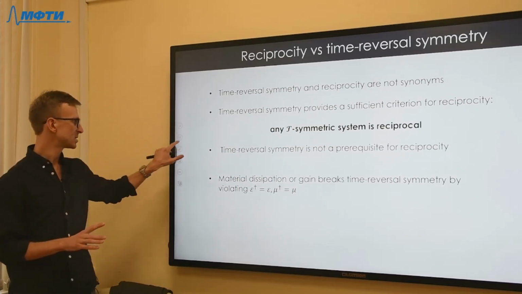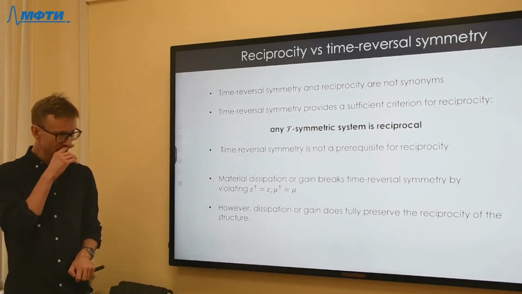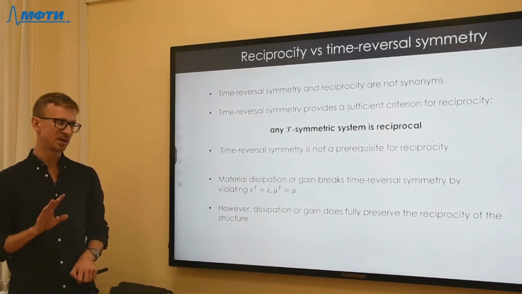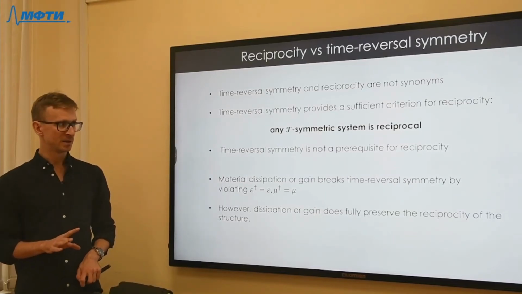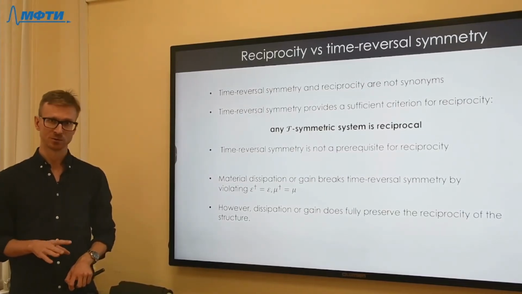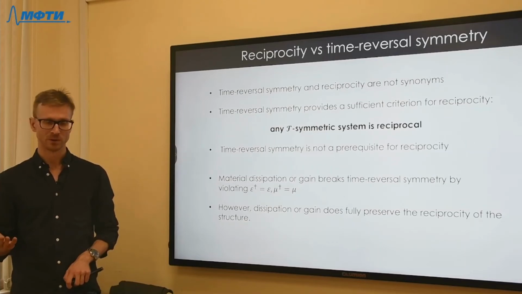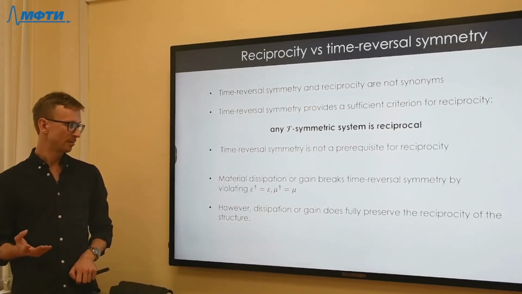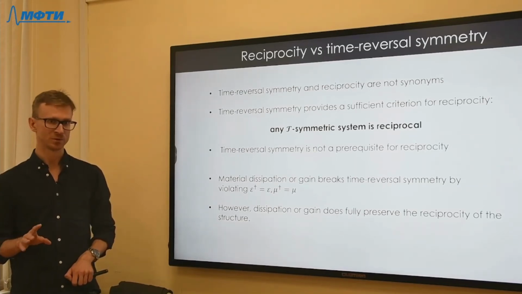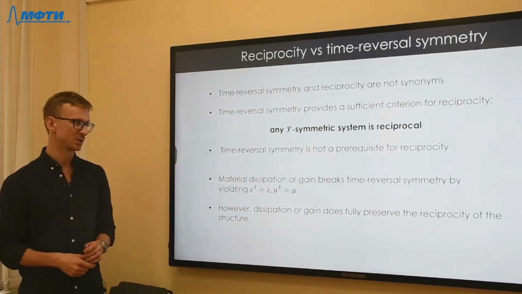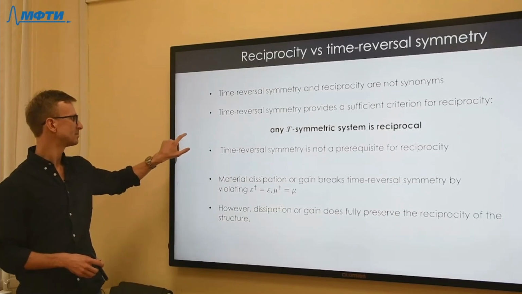So any dissipation, any gain fully preserves reciprocity, and you can use the reciprocity formulation in order to solve electromagnetic problems, but it does violate time reversal symmetry despite reciprocity being preserved. Okay?